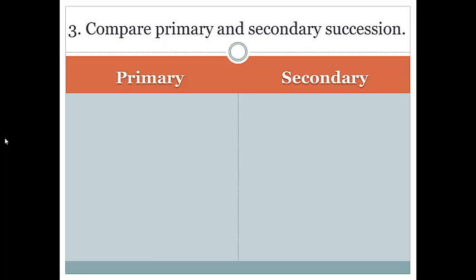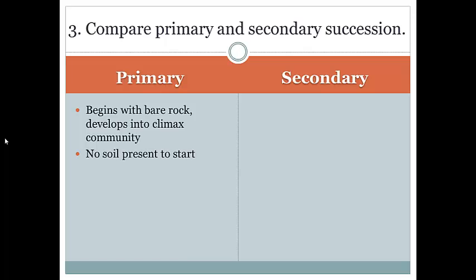Next question is about the differences between primary and secondary succession. So succession is what happens whenever an ecosystem is progressing towards that climax community. So that climax community is going to be the community with the most species, the greatest biodiversity. So primary succession is where we begin with bare rock and we develop into that climax community. There's no soil present whenever we start. And this takes thousands of years.